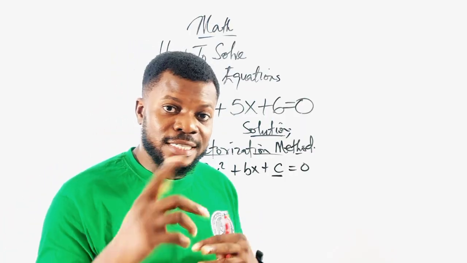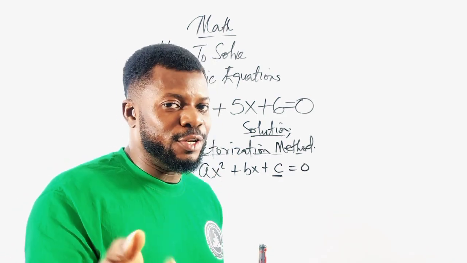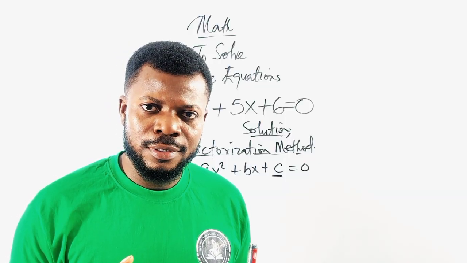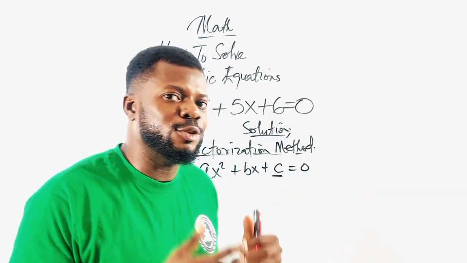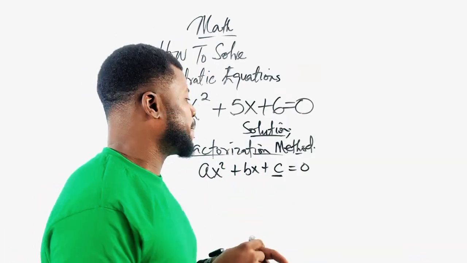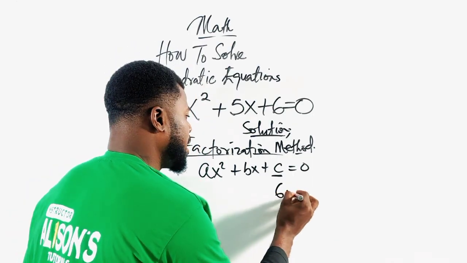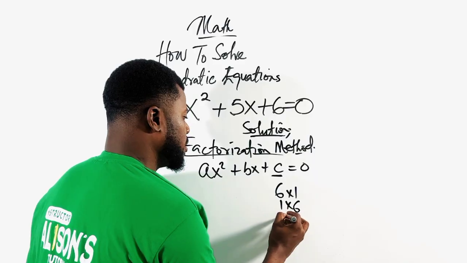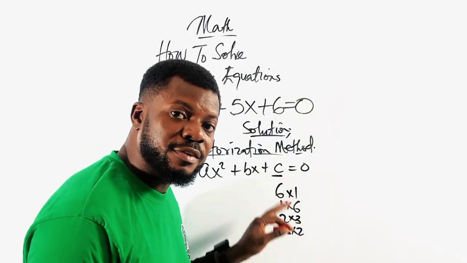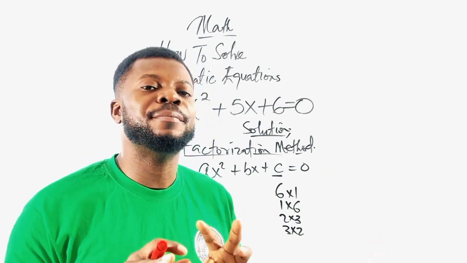6 times 1, right? Which other one, if you multiply, will give you 6? You know it: 2 times 3. 2 times 3 is 6. Which other one? 3 times 2. So all these things we mention are called the factors of 6. So 6 times 1, 1 times 6, 2 times 3, 3 times 2, all these multiply to give you 6, and they are called factors of 6. Is that not clear? It is clear?